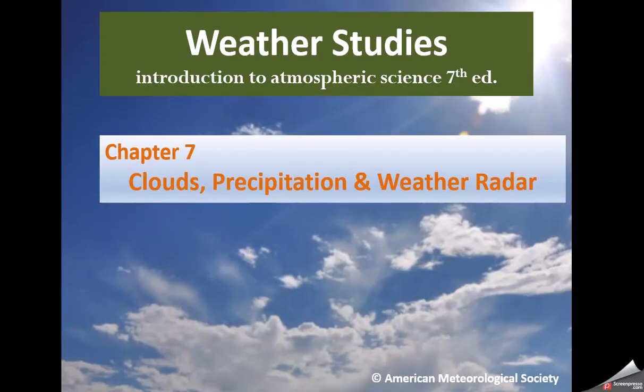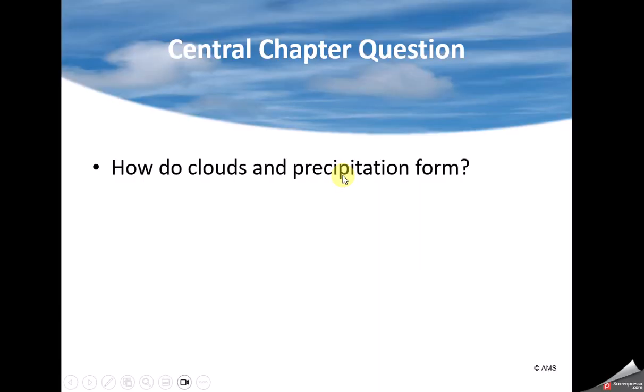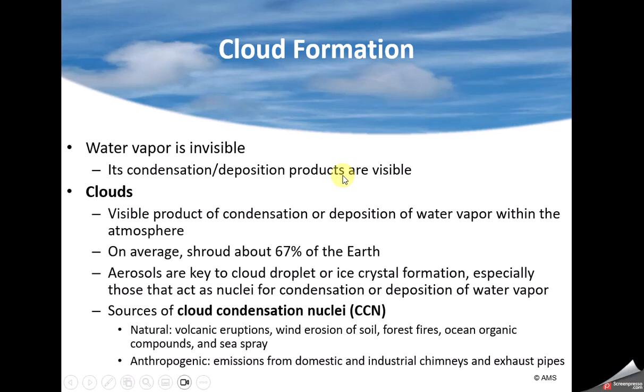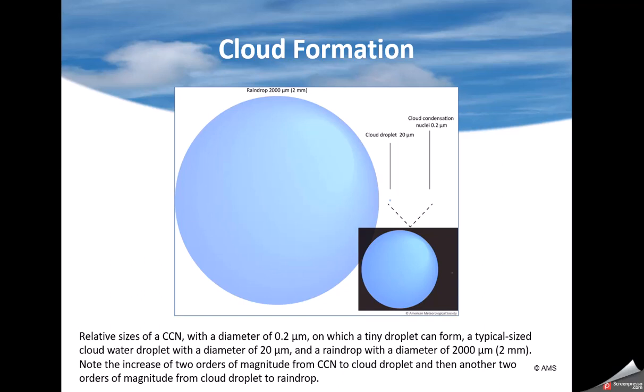So, with that, how do clouds and precipitation form? Well, we know water vapor is invisible, and we know clouds we can see. So there must be something that causes a cloud to form. Well, let's compare droplet sizes first.